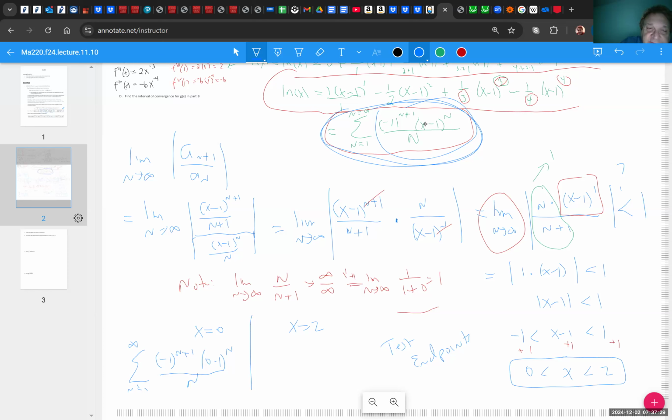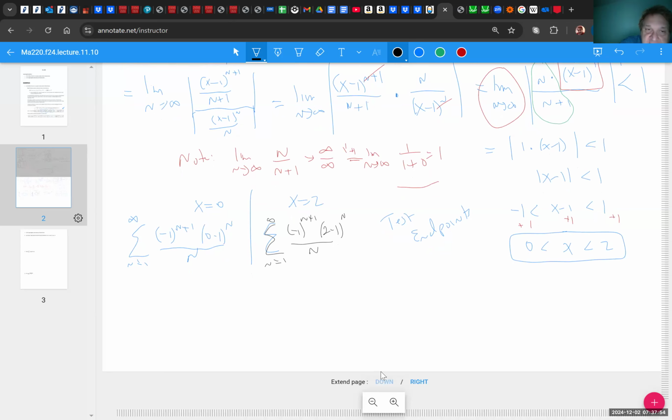When I stick in x equals 2, I have this series. Let me put it in a different color, maybe. I have this series, n equals 1 to infinity, negative 1 to the n plus 1. When I stick in x equals 2, I have 2 minus 1 to the n, which is just going to be 1 over n. All right, so let me test each of these real quickly.